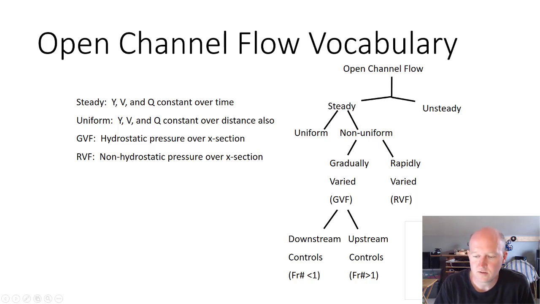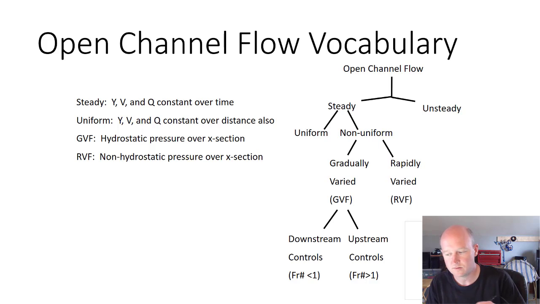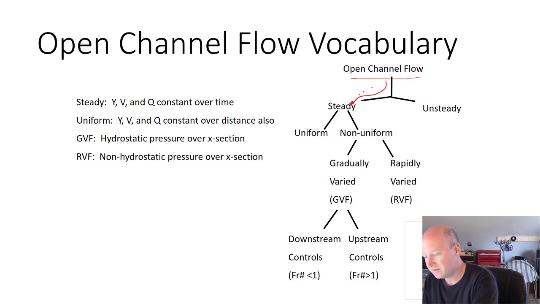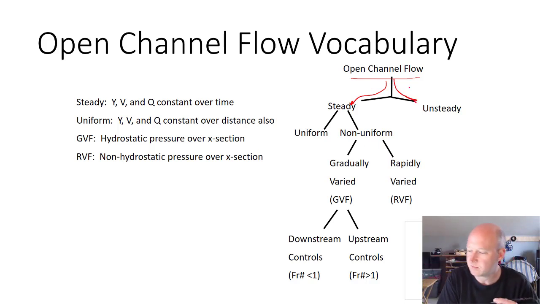Hi, so our intent here is to go through the vocabulary for open channel flow very quickly. Basically, we're going to use this as a primer that we can go back to and print things as we move through the topic. So just looking at this, generally open channel flow can be subdivided into steady and unsteady flow, with unsteady flow being things that are changing with time, and steady is the thing that we're going to focus on.